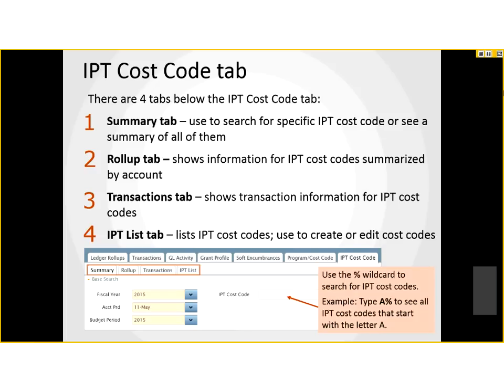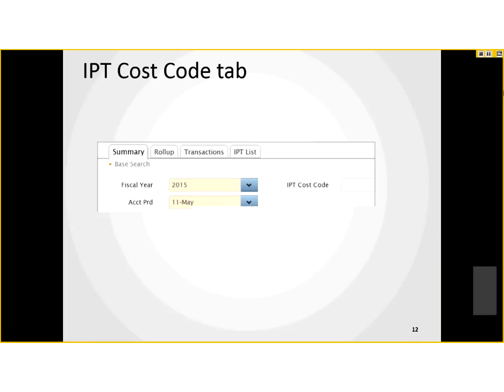Now, if you're on that summary page, I just want to point out that you can use a wildcard to search for your cost codes in the IPT cost code field. So for example, if you type in A and the % sign, it would pull back all of the cost codes that you have access to that begin with A. You could type in MED %, and it would pull back all of the cost codes that you have access to that begin with MED. So that's a really nice feature that I think you'll enjoy using.